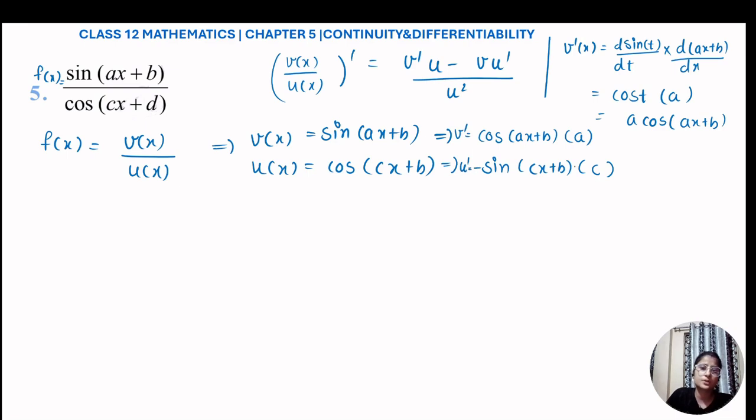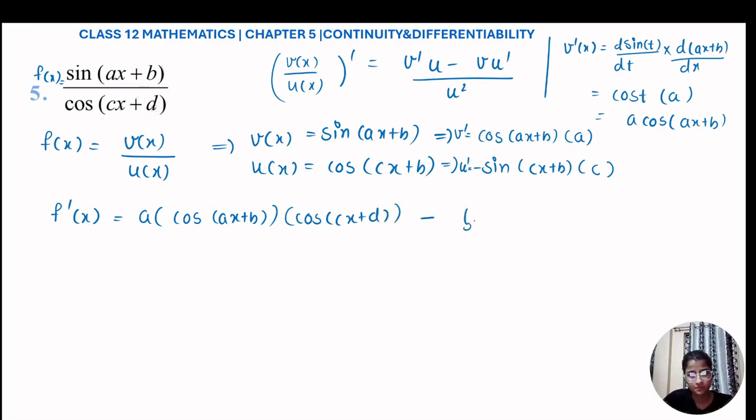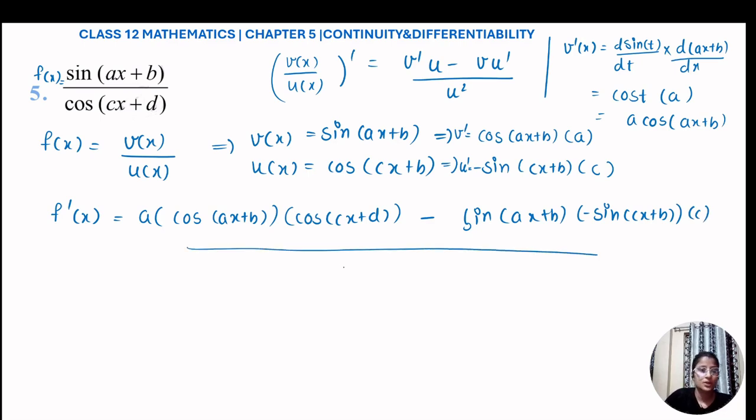Now we just have to put the values in this. So our derivative f dash of x is v dash, that is cos(ax plus b), multiplied by a, then multiplied by u, that is cos(cx plus d), minus v, that is sine(ax plus b), multiplied by u dash, that is minus sine(cx plus d) multiplied by c, whole divided by u square, that is cos(cx plus d) whole square. Okay.